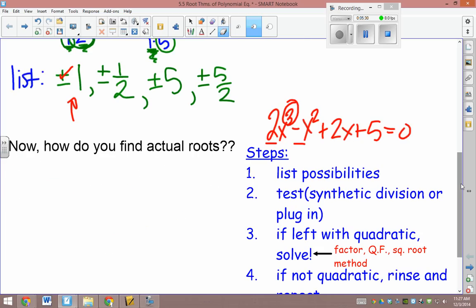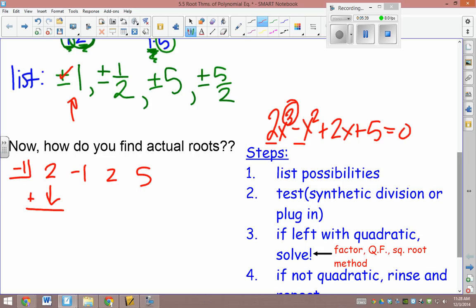So I'm going to go back and redo this. I'm going to try negative 1 this time. 2, negative 1, 2, and 5. Do it all over again. Drop down the 2. 2 times negative 1 is negative 2. Add those together, I get negative 3. That would give me a 3, positive 3. Add them together, I get a 5. End up with a negative 5. Add them together and get 0. Yay, jump for joy when you get 1 to work.